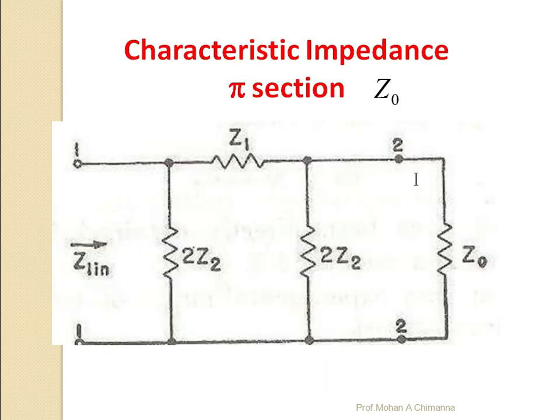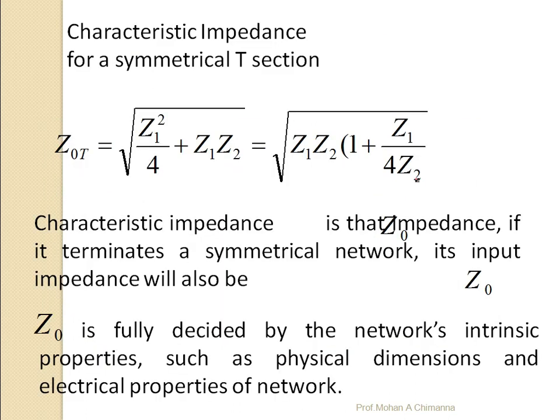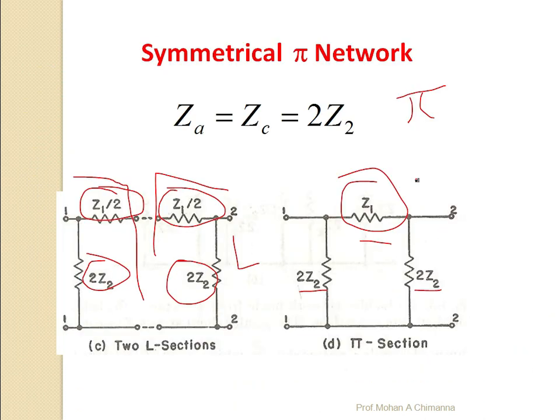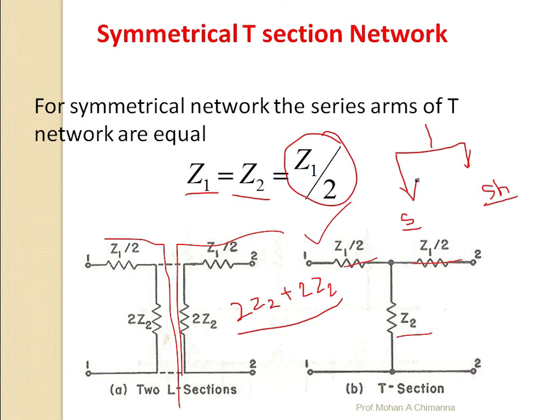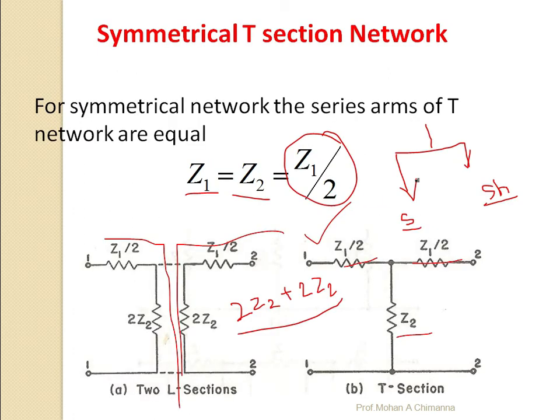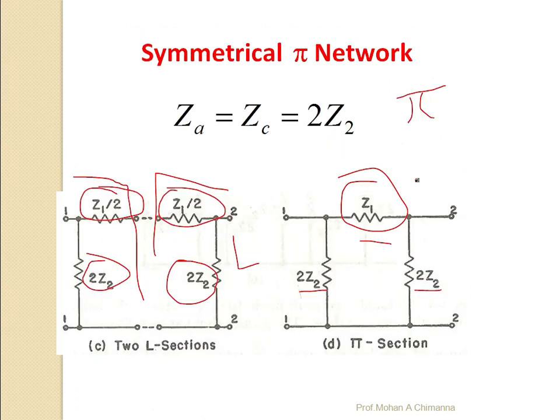The characteristic impedance of the pi section we will see next. Before seeing the characteristics of the pi section, we have to summarize the symmetrical T section. In this video we have understood the characteristic impedance of the symmetrical network. Symmetrical network basically is categorized into the T section and pi section, where Z1 and Z2 are such that Z2 is equal to Z1 by 2. In the symmetrical pi section, ZA and ZB are equal to 2 Z2, as shown here.